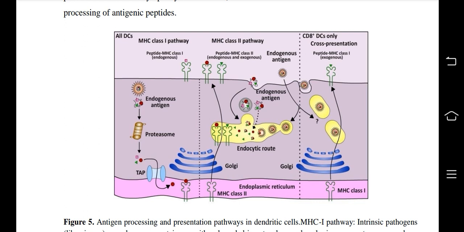You could see the class 1 MHC pathway: peptide MHC class 1, endogenous antigen, proteasome, TAP, Golgi. Then the MHC class 2 pathway: peptide MHC class 2, endogenous and exogenous. MHC class 2, endoplasmic reticulum, Golgi, exocytic route, endogenous antigen, CD8 plus, cross presentation, peptide MHC class 1, exogenous.